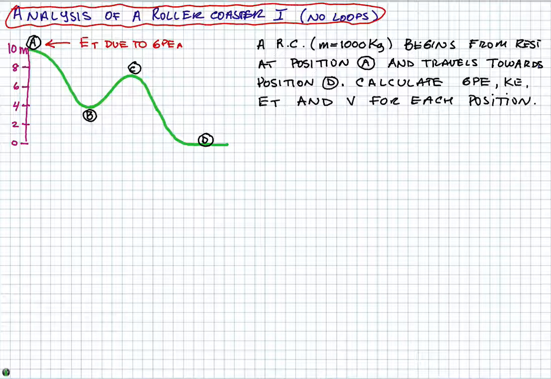Now, another note I want to make right here is this position C, the feature of this roller coaster. That's called a camel hump, because it looks like a camel hump.